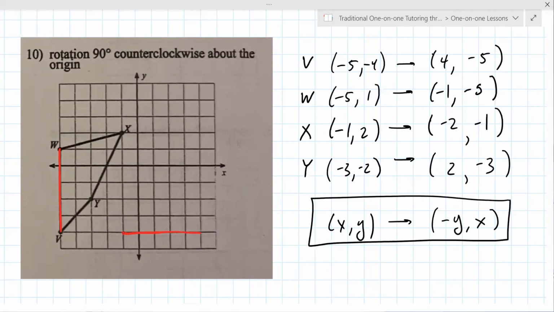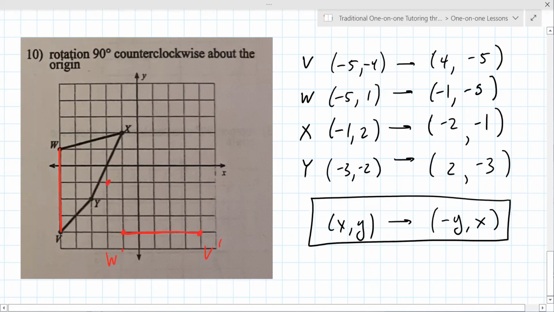So we've got 4, -5, that's your V prime. -1, -5, that's your W prime. -2, -1, and then -3, I'm sorry, 2, -3, something like that. There's something not right about that. Maybe I didn't know. 2, -3, -2, -3. That's right.